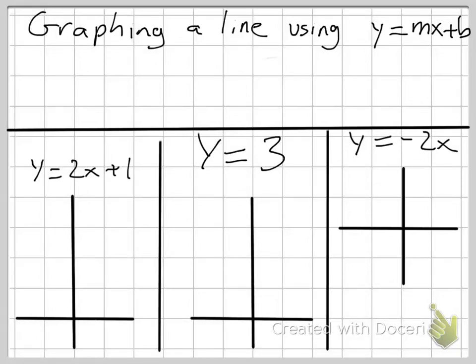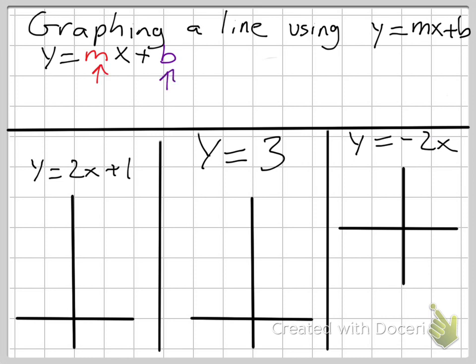Today we're going to be talking about how to graph a line using mx plus b. We're going to talk about the different things that mx plus b means before we do these three examples. So we have y is equal to mx plus b. We're going to start with our m here, and then we're going to work on our b.